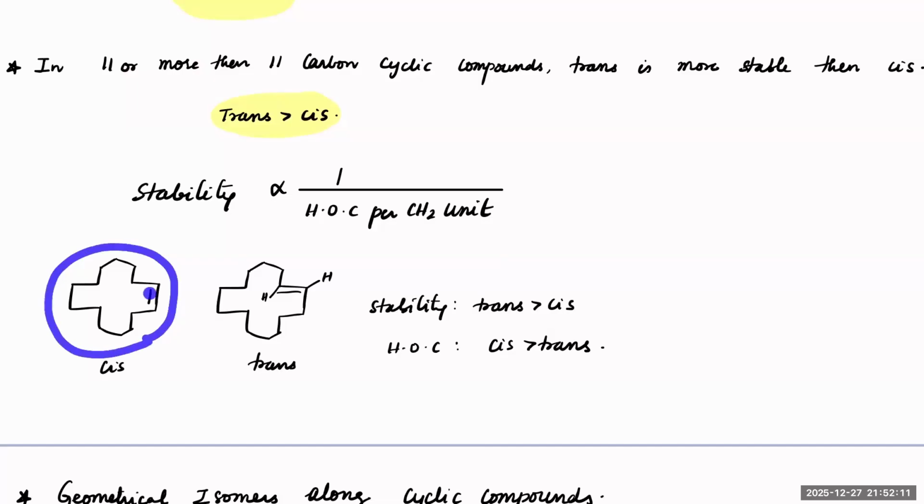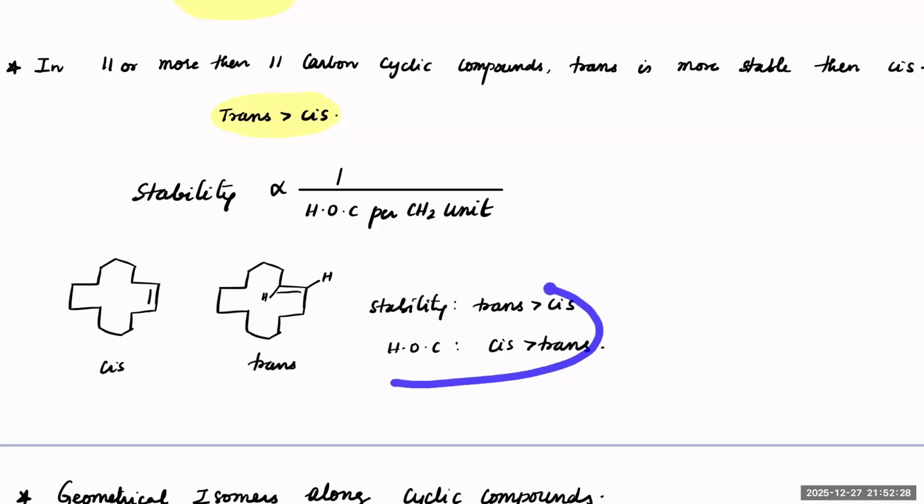Here you can see this is a cis form, this is a trans form. Trans form is more stable. See the ring size here. So 1, 2, 3, 4, 5, 6, 7, 8, 9, 10, 11, 12, 13, 14. So it is a 14 membered ring. 14 is of course greater than 9, so this will have more stability in trans.